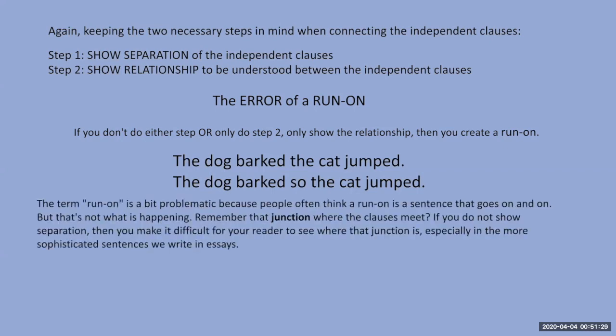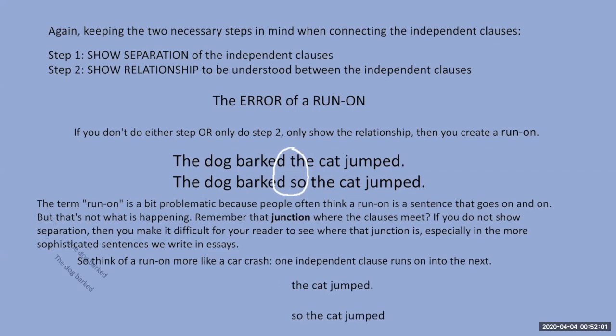The term run-on is a bit problematic because people often think a run-on is a sentence that goes on and on, but that's not what is happening. Remember that junction where the clauses meet. If you do not show separation, then you make it difficult for your reader to see where that junction is, especially in the more sophisticated sentences that we write in essays. So think of a run-on more like a car crash. One independent clause runs on into the next. The cat jumped, dog barked. They just smashed together because there are no commas there.